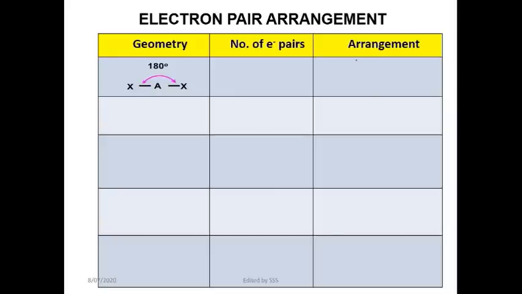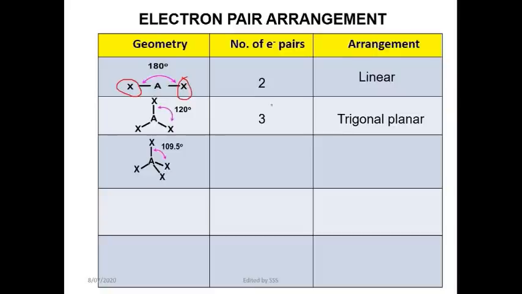So it contains two terminal atoms, which produce 2 bonding pair electrons. So the number of electron pairs is 2, and the arrangement of electron pairs is linear. For AX3, the number of electron pairs is 3, and the arrangement is trigonal planar.